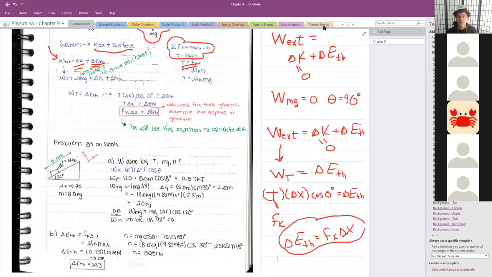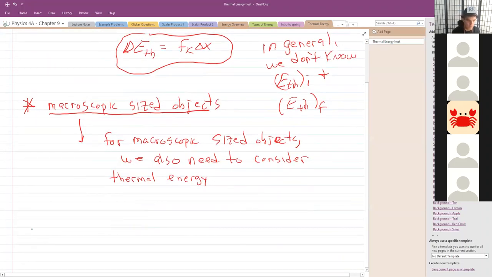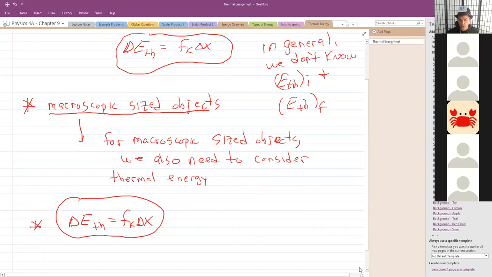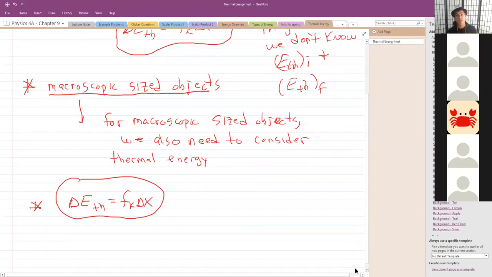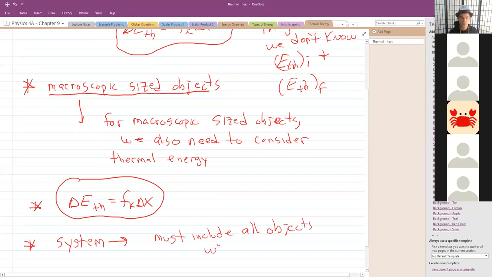So going back to thermal energy for a second, two important points. One, this change in thermal energy is always going to be equal to the force of kinetic friction times the displacement over which it's acting. And again, we don't generally know what the initial thermal energy is or the final thermal energy, just how much the thermal energy is increasing. And the second thing is your system, when you define it, must include all objects whose temperature changes.